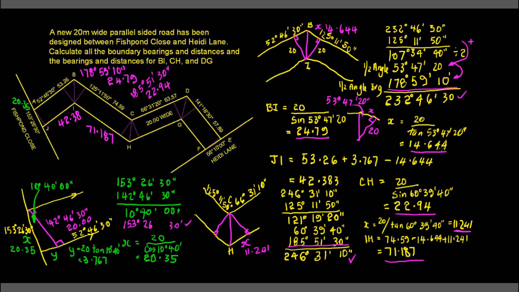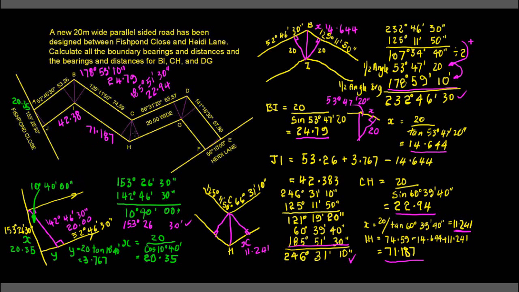Now, armed with this information, we're able to work out the distance JI, because JI equals 53.26 plus this little piece in here at J, minus the little bit that we've just calculated there, the 14.644. So it's 53.26 plus our 3.767 minus our 14.644, and that gives us 42.383, which I have now written in here, J to I. 42.38 I've put, because that's our final one, so we can round that.